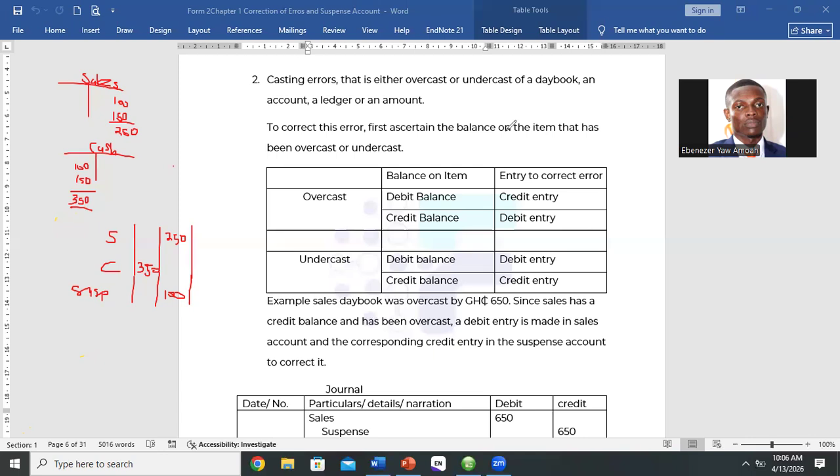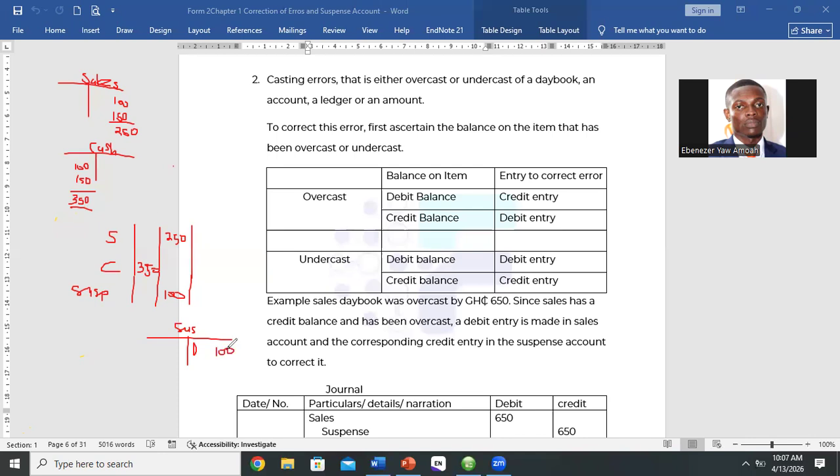So, like they have both indicated, we can tell that because of this error, cash is having some 100 cedis sitting at the debit side, which is not supposed to be there. It's supposed to be 250, right? So as a result, suspense is now having a credit. If you open your suspense account, that difference in the trial balance will be at the credit side. And this is because of that overcast.